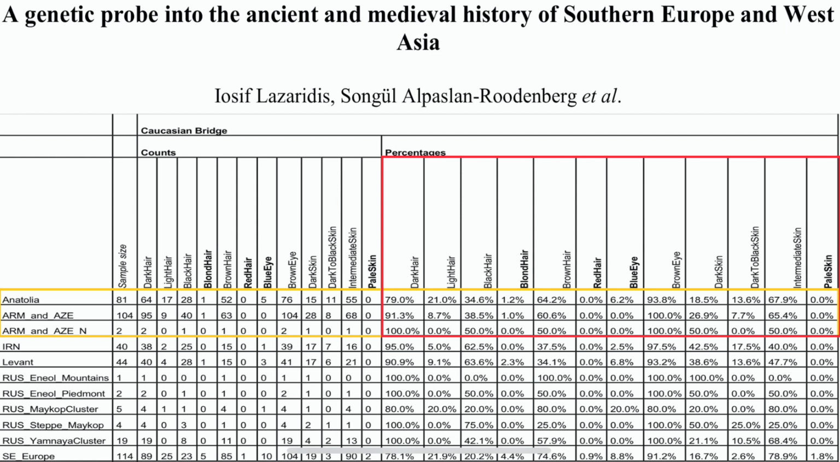Now for Armenia, they have majority dark hair, but less light hair, majority black hair, but less blonde hair, majority brown hair, but 0% red hair, and 0% blue eyes, and 100% brown eyes. They have a majority of dark hair and a majority of dark to black skin and a majority of intermediate skin, but 0% pale skin. So both the populations in Anatolia and Armenia are a majority dark featured, having dark hair, dark eyes, and dark skin.